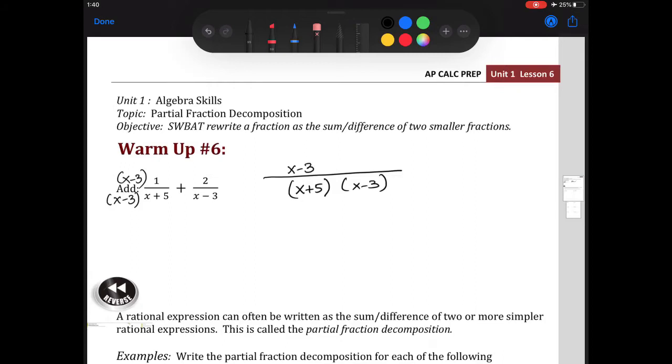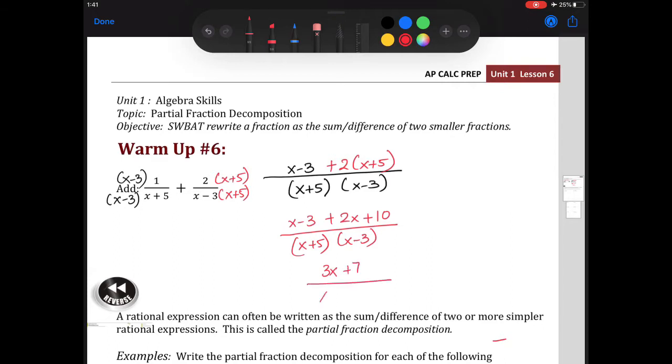So this would be 1 times x minus 3, which is just x minus 3. I'm going to multiply this side by x plus 5, and I'm multiplying the numerator also by x plus 5. So it'll be plus 2 times x plus 5. Simplify the numerator, I get x minus 3 plus 2x plus 10 over x plus 5 and x minus 3. I combine like terms and I get 3x plus 7 over x plus 5 and x minus 3. And that's how you would add your rational expressions, right?